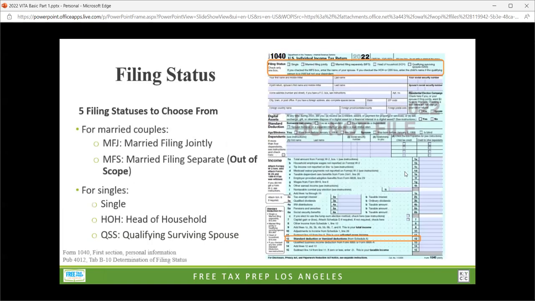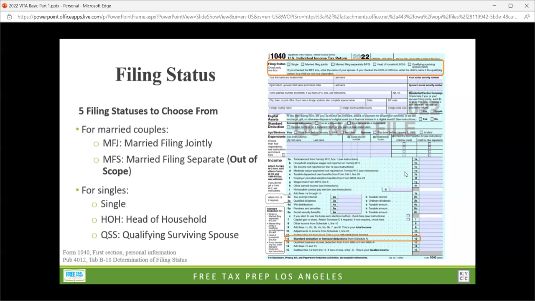So let's move on. How many filing statuses can taxpayers choose from? There are 5. For married couples, we have married filing jointly and married filing separate. But remember, in the VITA program, married filing separate is out of scope. And for single people, we have single, head of household, and qualifying surviving spouse. We're going to be speaking about all these a little bit more deeply as we move on.